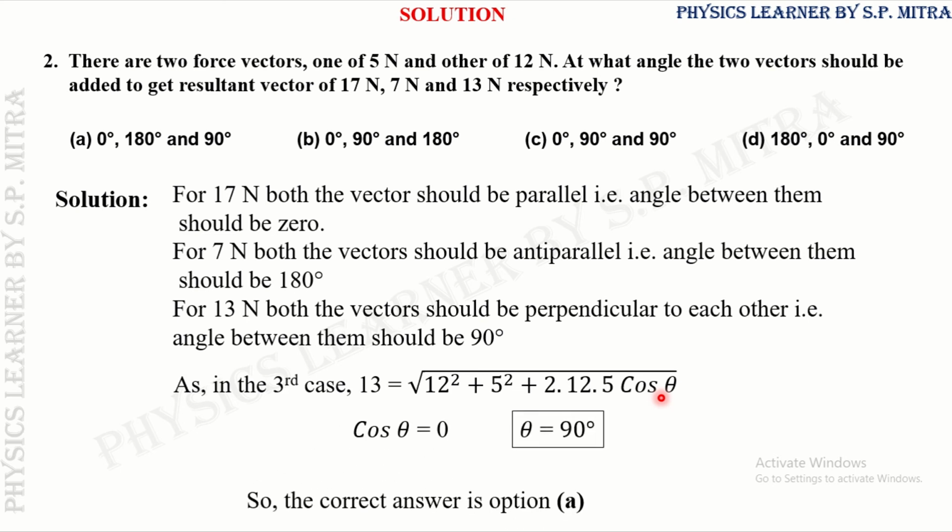So the correct answer is option number A. That is, for the first case, the angle between the vectors 5 and 12 Newton is 0 degree. In the second case, they are antiparallel to each other. And in the third case, when the resultant is 13 Newton, the vectors 5 Newton and 12 Newton will be perpendicular to each other.